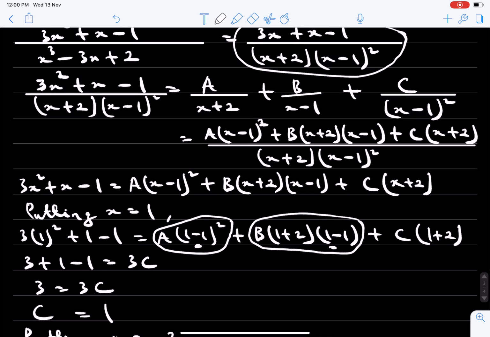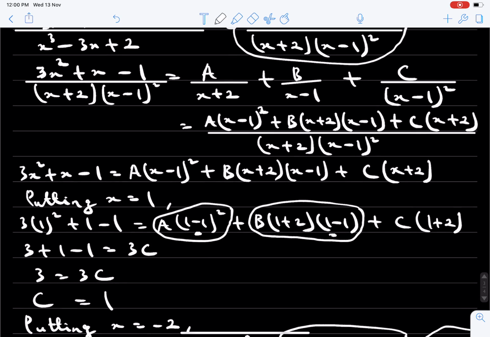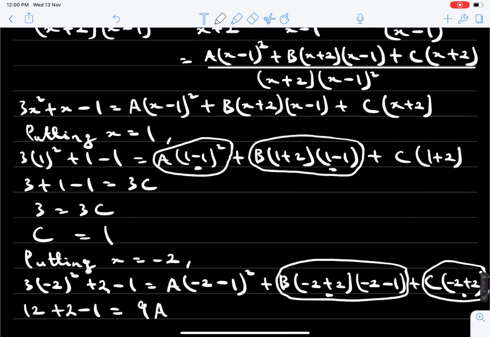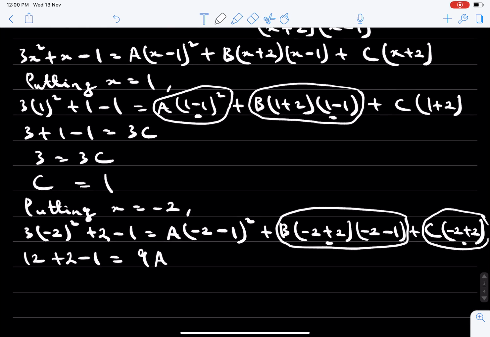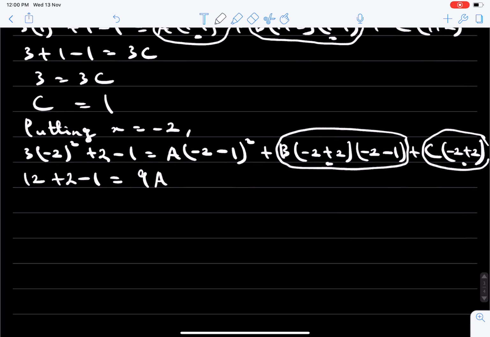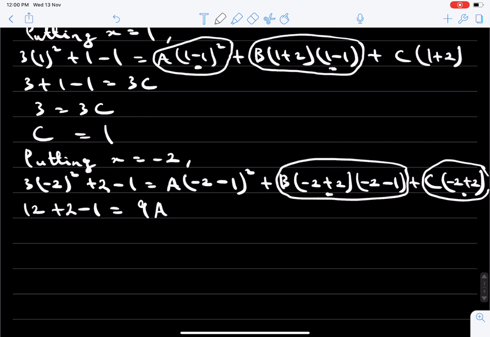One second. I need to be sure that I'm doing the right thing. Putting x equals minus 2, minus 2 squared. That's 4 now. Times 3, 12 plus. Oh, x is minus 2. You can see how easy it is to make mistakes here if one is not careful. I think I should just rewrite this left-hand side.